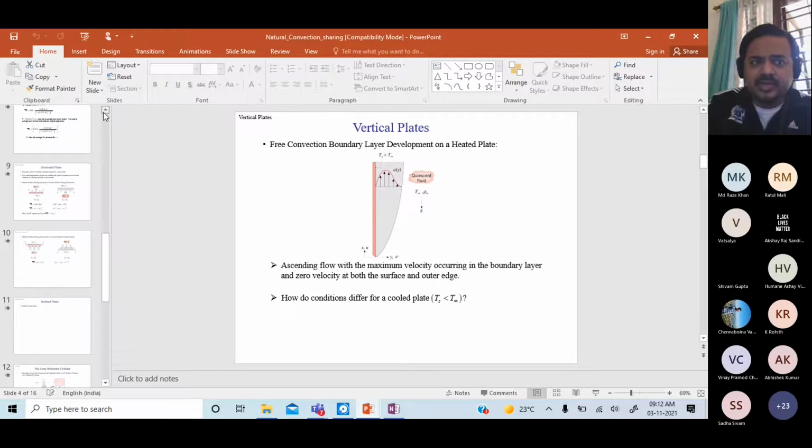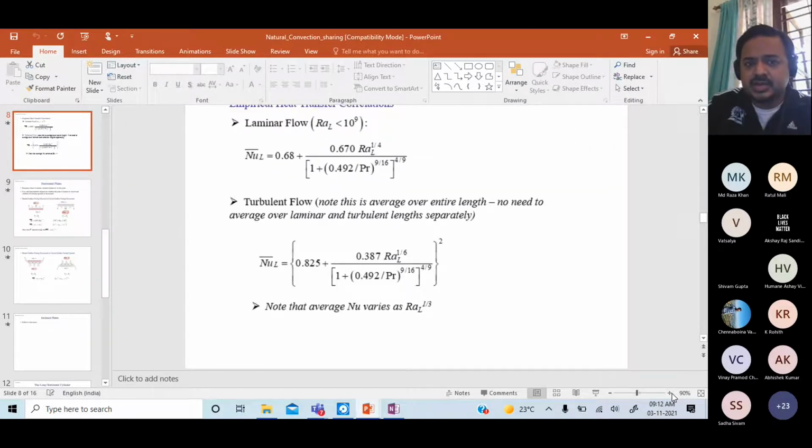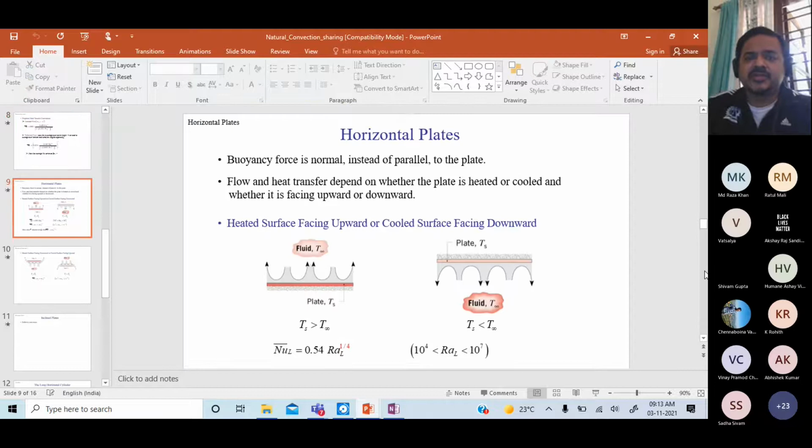So all this while we were talking about vertical plates. Let us now look into what happens if the plates are not vertical and instead they're horizontal. Now, if the plate is horizontal, then the next question is, if this is my plate, is the hot side facing up or is the hot side facing down?